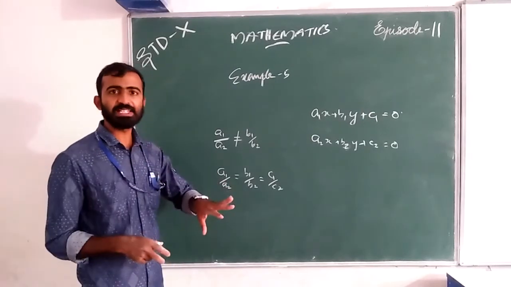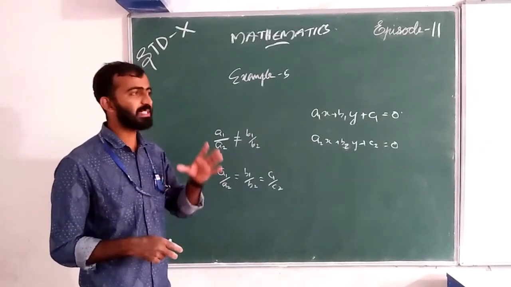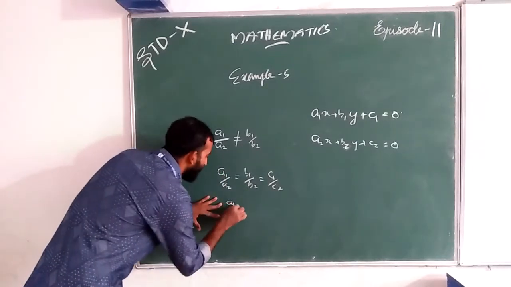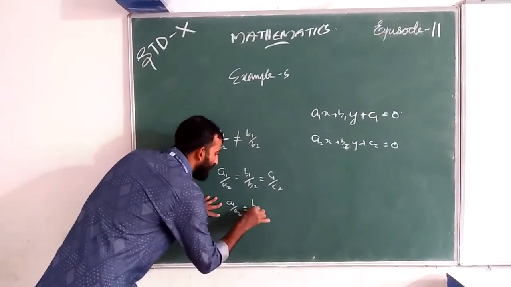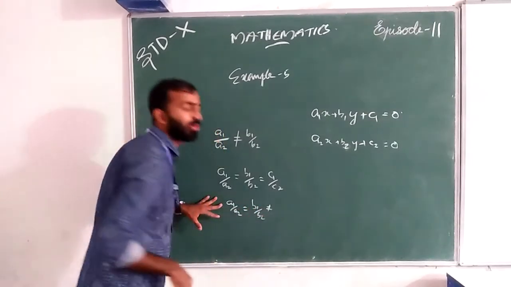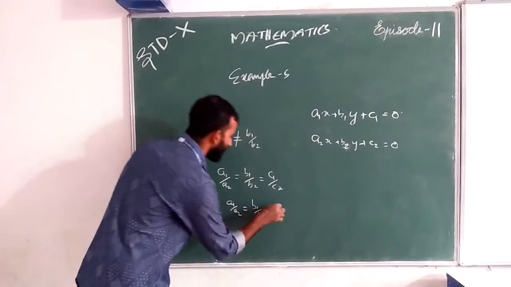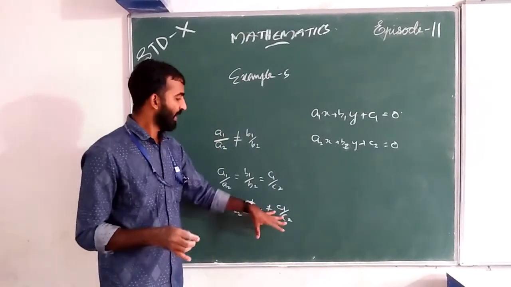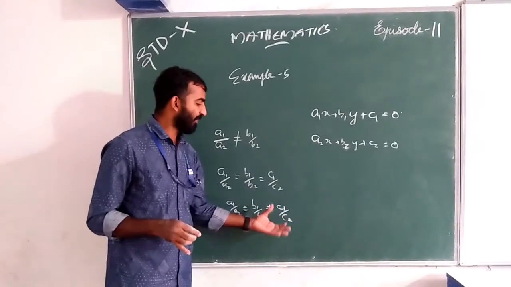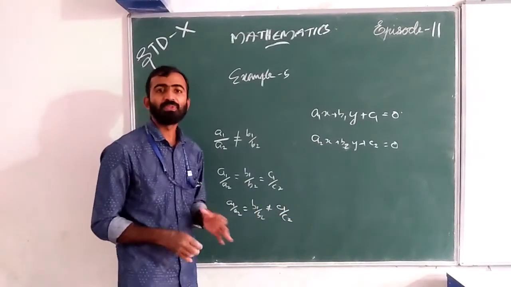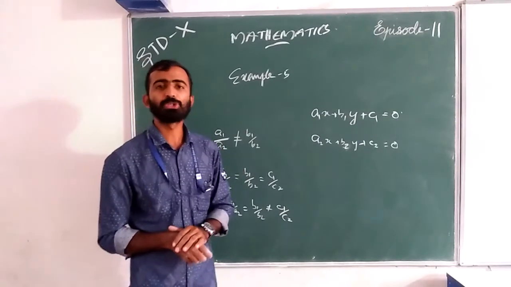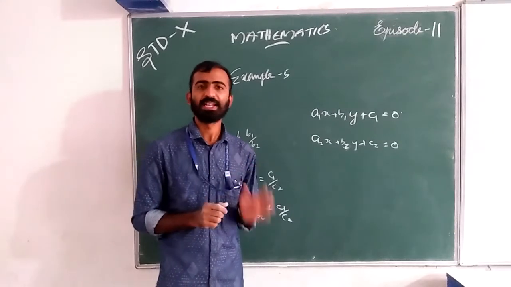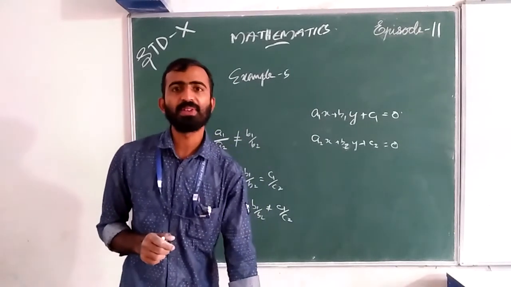What is the third case we discussed? Third case is a1 by a2 equal to b1 by b2 not equal to c1 by c2. Then what is the property of the graph? The graph must be parallel. There is no solution. This is what we discussed in previous class.